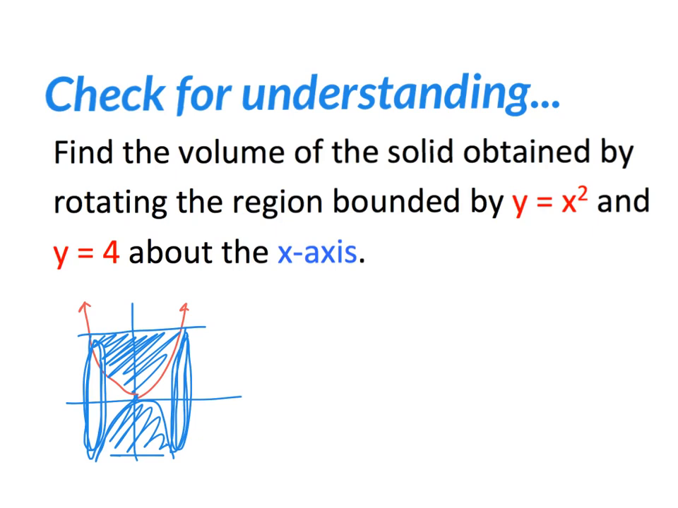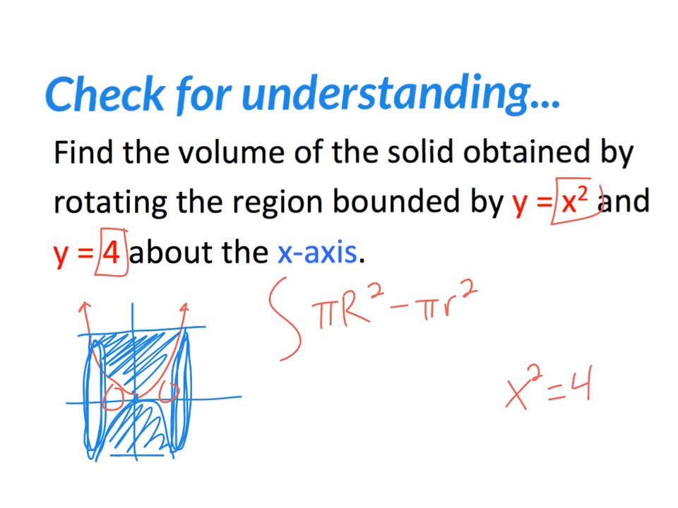Since there's that empty space, that gap there, we are definitely going to be integrating bigger radius minus smaller radius squared. To find out where they intersect, we can set the x squared function equal to the y equals 4 function and solve. Notice right away the bounds are going to be from -2 to 2. So that's where these intersect, -2 to 2.